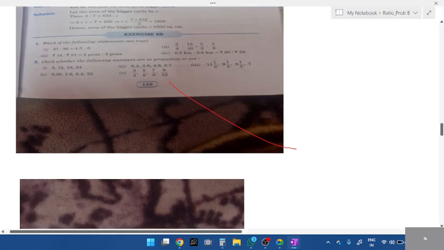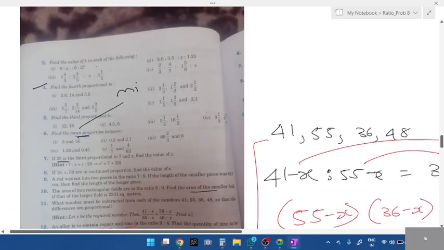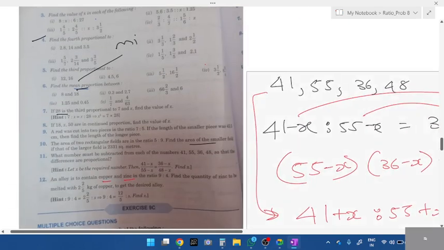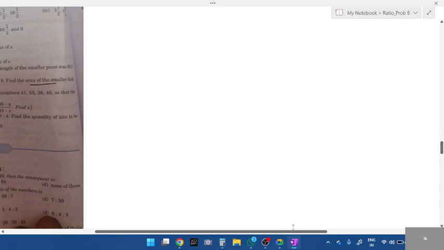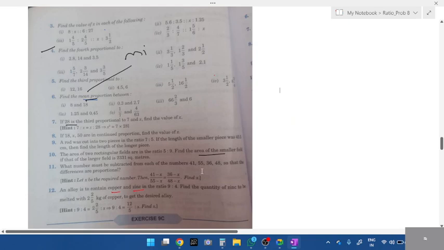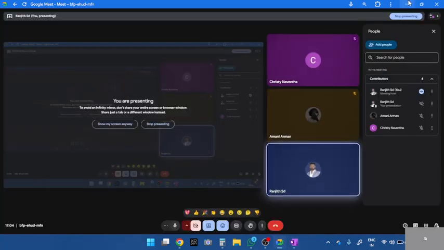Next, second main. Check whether the numbers are in proportion. From second main onwards, there's only one concept, students. Product of means is equal to product of extremes. Any question, use the same concept. I'm going to skip the second main. Then I had given you a few formulas. If you need to find the value of x, same concept, right? Do you remember second and third main? Yes, same concept. Product of means is equal to product of extremes.